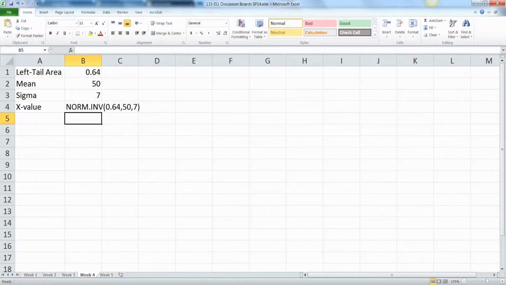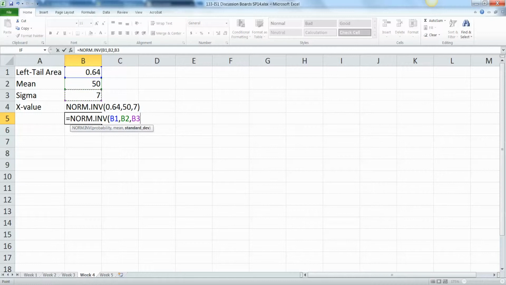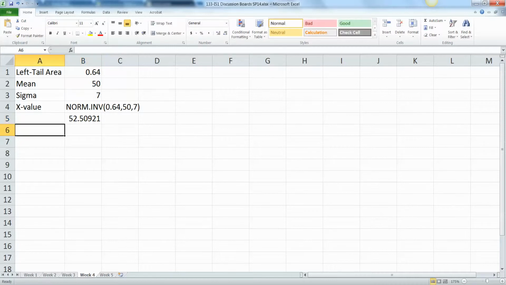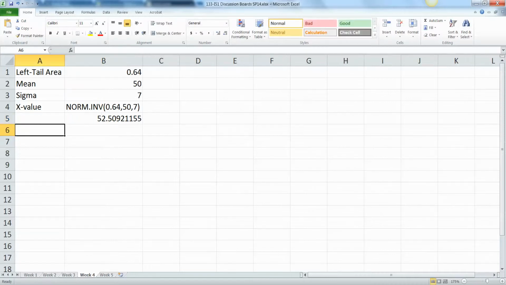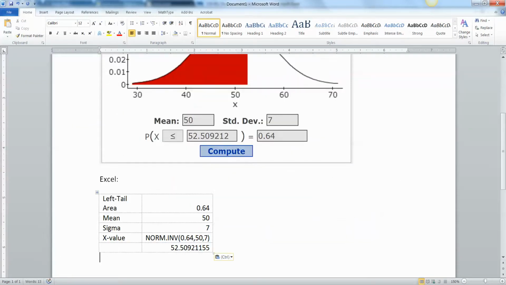Or if you will, what I'm going to do is actually use cell referencing with NORM.INV. If I use cell references, then I can just type in different values and it'll automatically figure everything out for me. So I'll use cell B1 for the left tail, cell B2 for the mean, cell B3 for the sigma, i.e. the standard deviation, and there you have it. All right. So I'll copy and paste this in. So that would be the Excel way to do it.